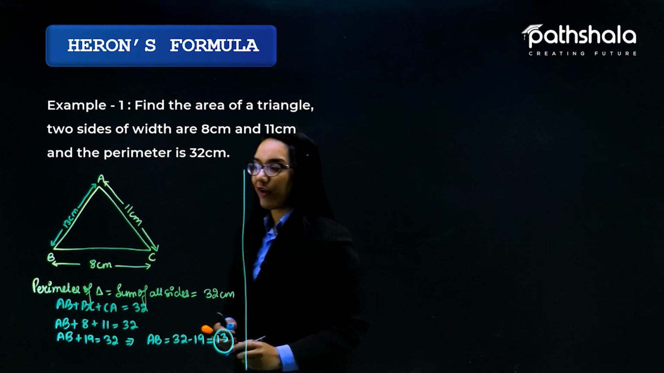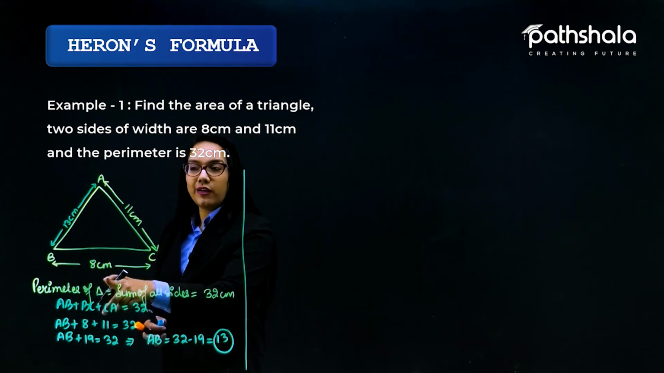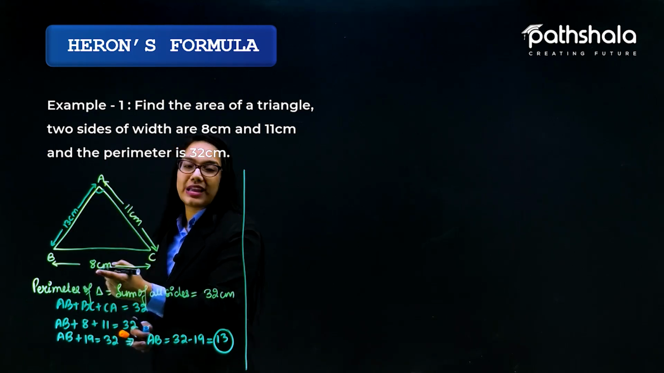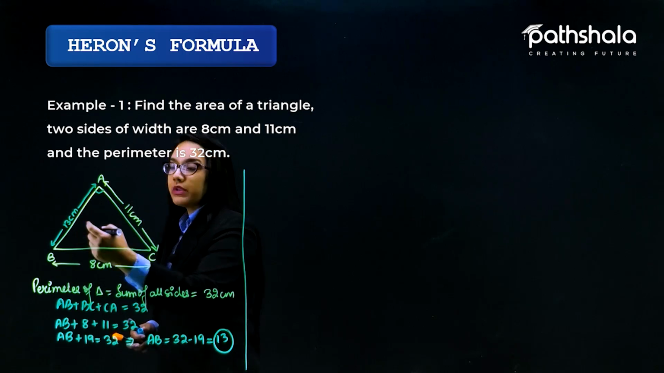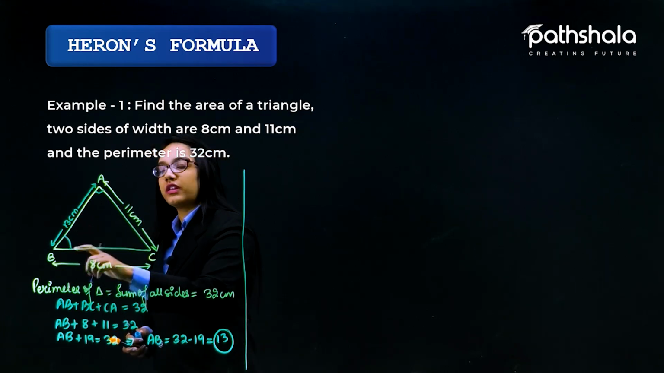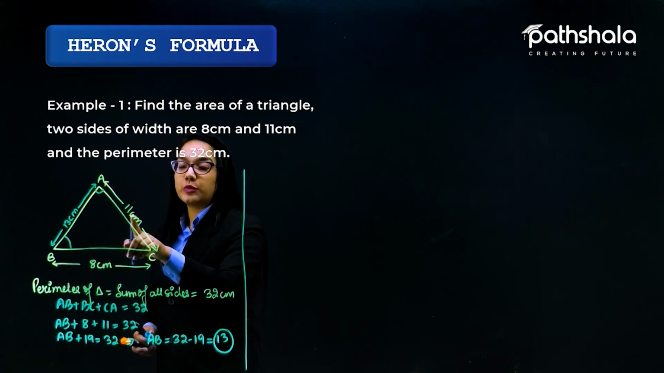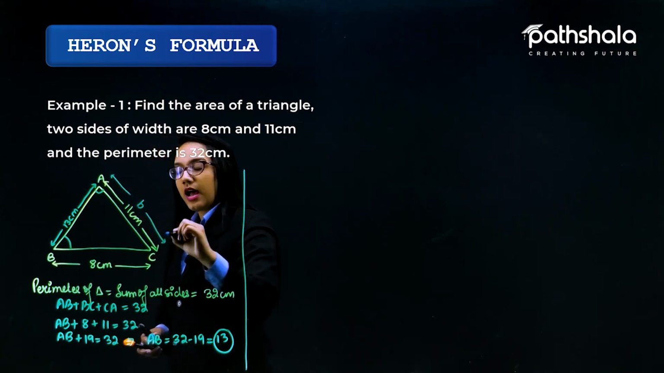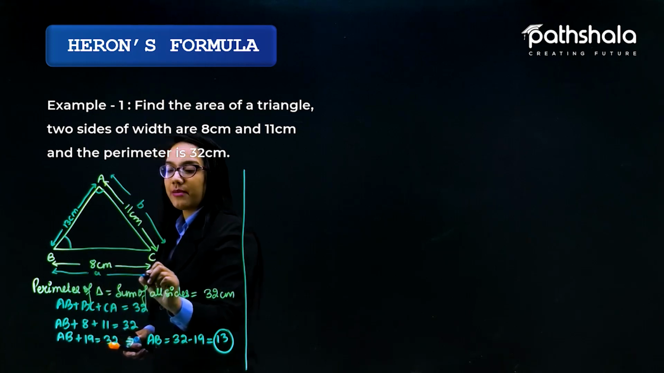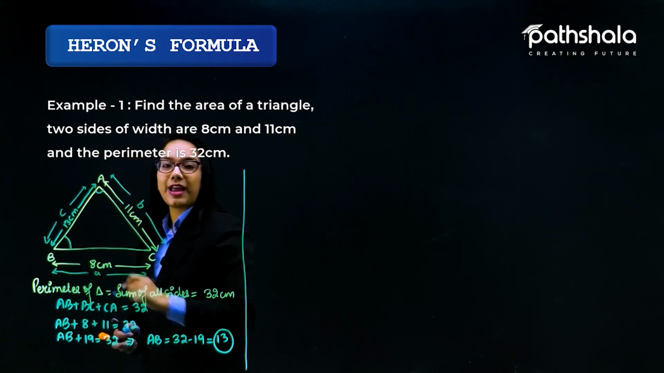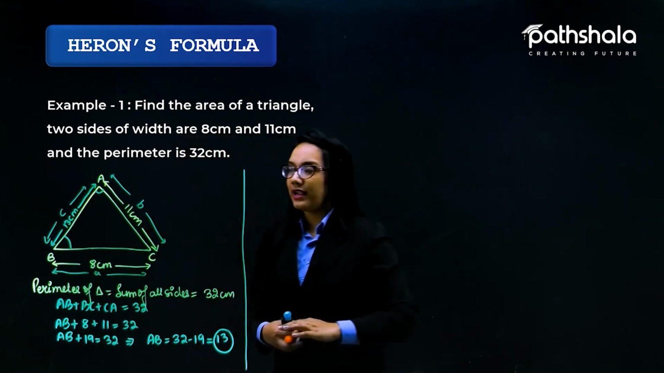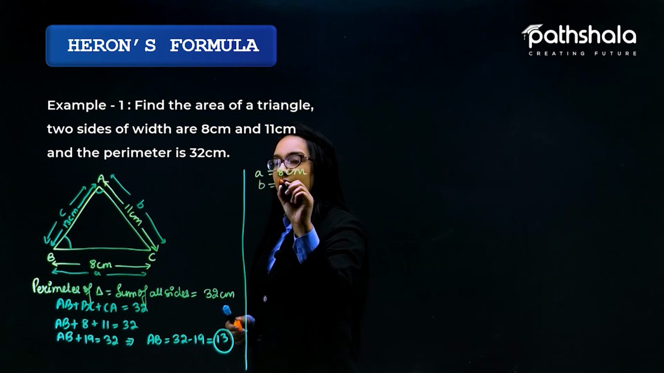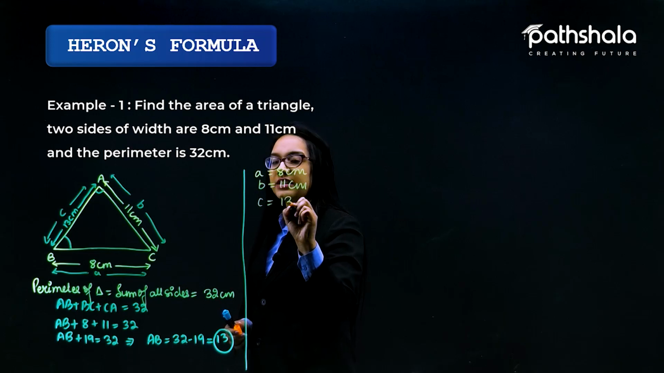First of all, let us take this side as A. Always try to take this side as A because it is opposite to the angle A. I'm taking it as A, B and C, because if this is the angle B, then opposite to this side is the side B. So this is my A, B and C. At the end, I'm taking A as 8 centimeters, B as 11 centimeters and C as 13 centimeters.